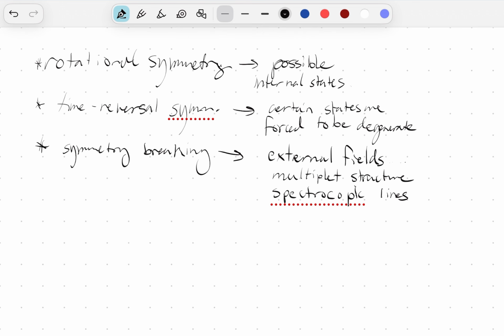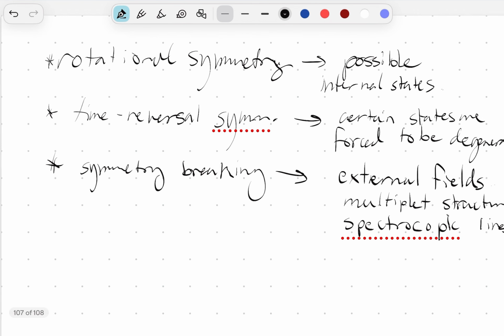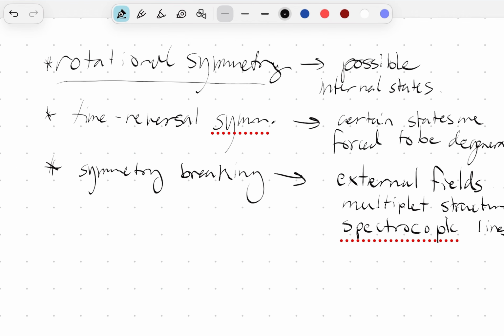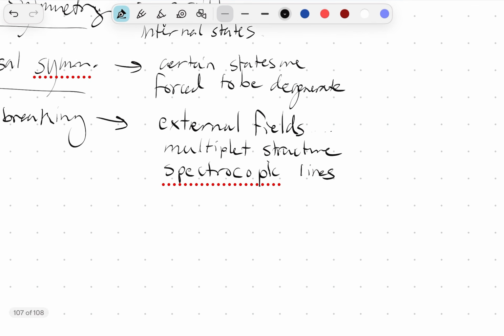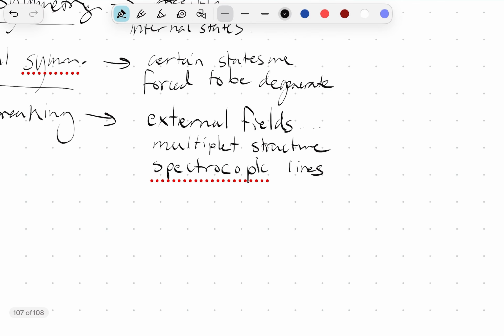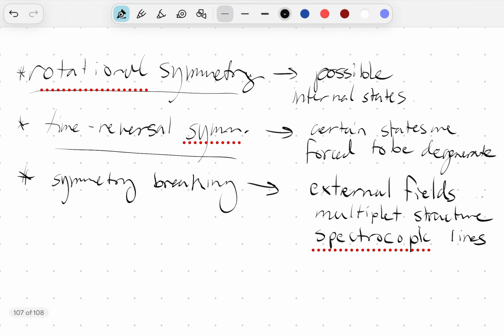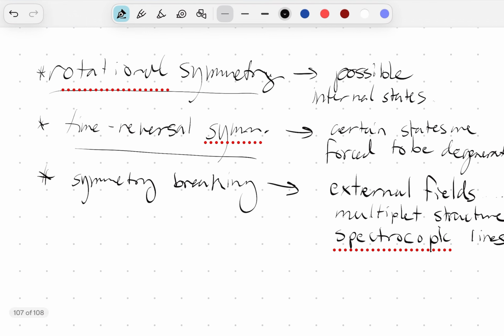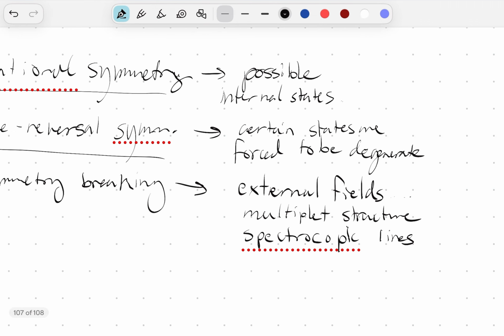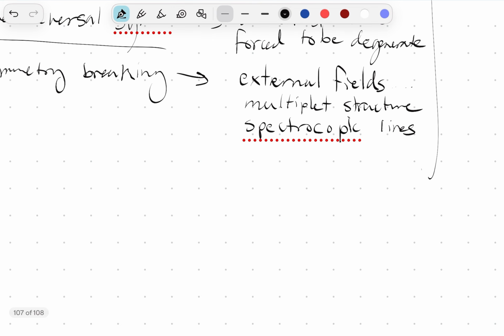Spin is going to allow us to see the forcing of these multiplet structures from just the algebra of rotations, from time reversal symmetry, and then these external fields, like applying a magnetic field somewhere inhomogeneously, or even just homogeneously. It'll give us these notions of spectroscopic lines, like Zeeman splitting, etc. So that's what we're going to get into today.